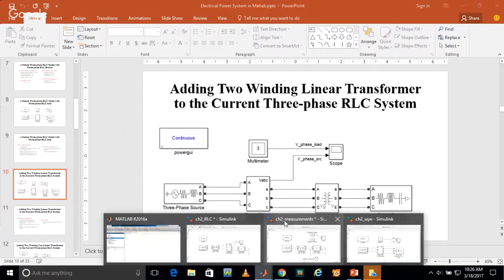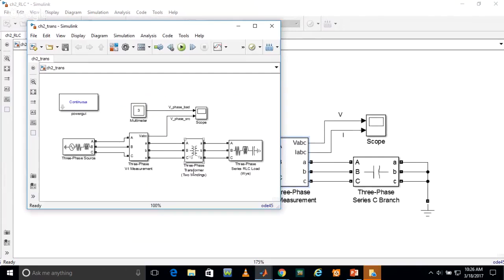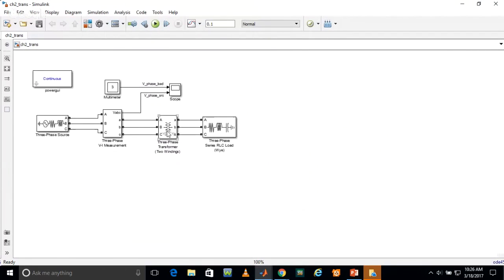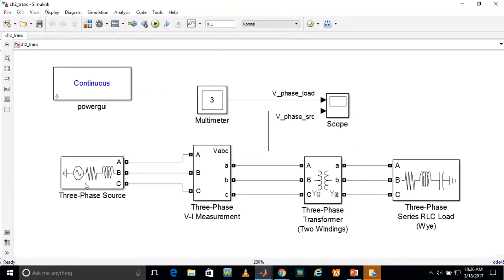So this is the same thing we are going to do in this circuit. So let's see in the open, and this is the transformer. So we have just connected it. In the previous, we have developed a three-phase source with three-phase VI measurement and three-phase RLC. In between three-phase VI measurement and three-phase RLC load, we have connected a three-phase transformer. Okay, you already know where it will be present. Transformer in the element department.